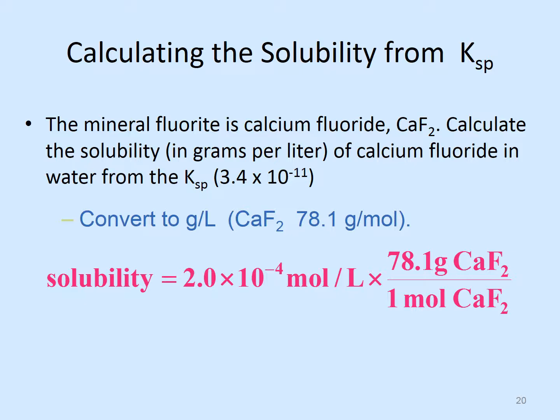If we want to know it in grams per liter, we just have to multiply by the molecular weight. 78.1 grams per mole gives us 1.6 times 10 to the minus 2 grams per liter is how much you can dissolve. So you can dissolve 0.016 grams in 1 liter of water. And that's how you calculate the solubility if you know the Ksp. Again, you're either going to know one or the other, and you're going to solve your equilibrium expression.